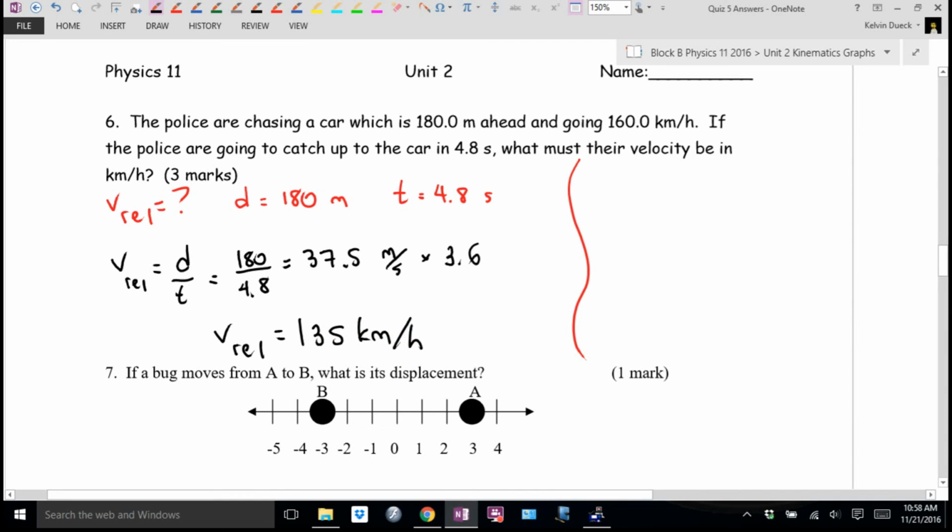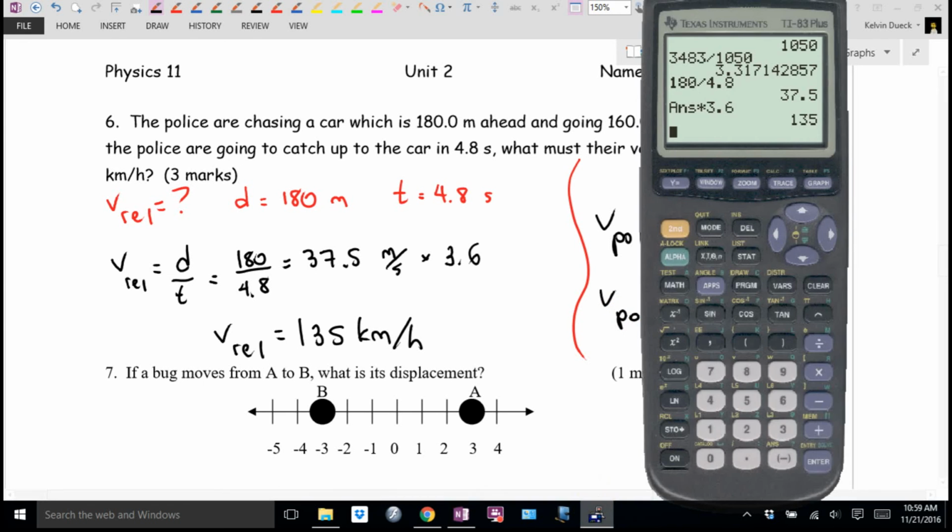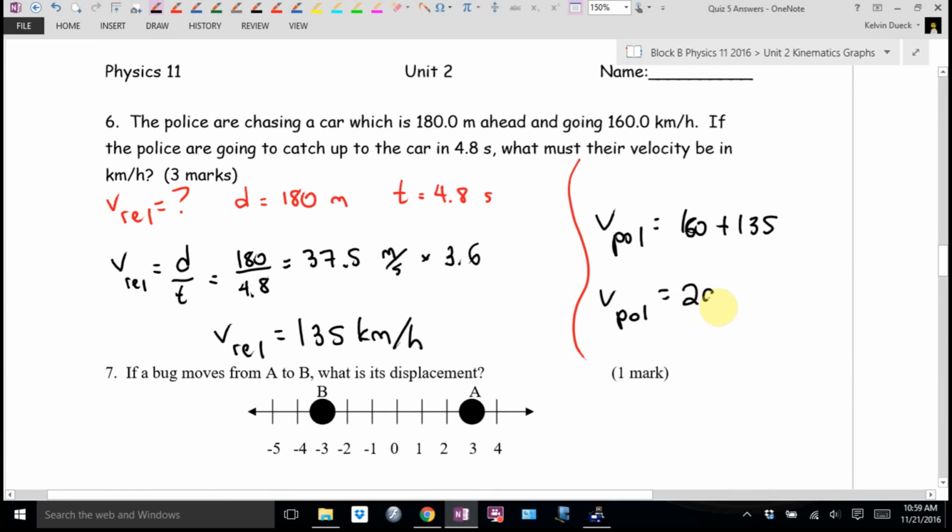That's not how fast the police have to go. That's how fast they have to go compared to the bad guys. That's how much faster they have to go. So, speed of the police is going to be 160 plus 135. 160 kilometers per hour, 135 kilometers per hour. My units match, Gio, so I'm good to go. And I get 295 kilometers per hour. They're hauling.